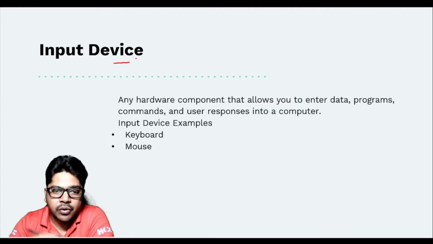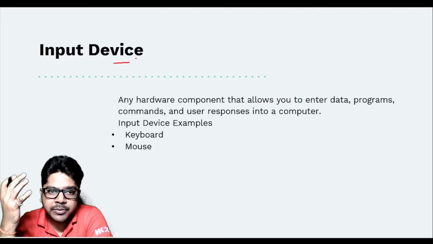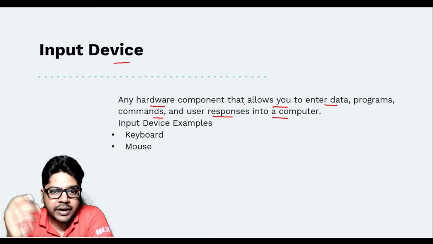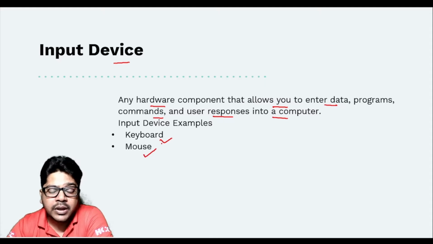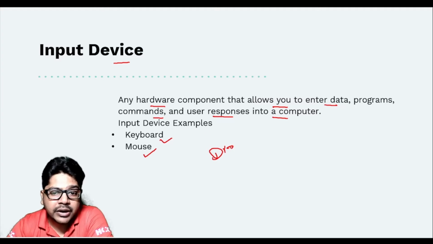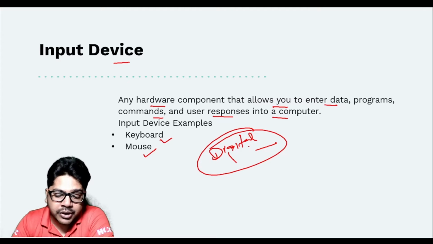So input device, you all know what an input device is. Anything which is used to give any kind of input to the computer is called an input device, right? So any hardware component that allows you to enter data, programs, commands, and user responses into a computer is nothing but an input device. Example: keyboard, mouse. Like right now when I'm typing using a digital pen, you can see a digital pen is also a kind of input, right? With that I'm giving some kind of input to the computer, right? So that is nothing but an input device.